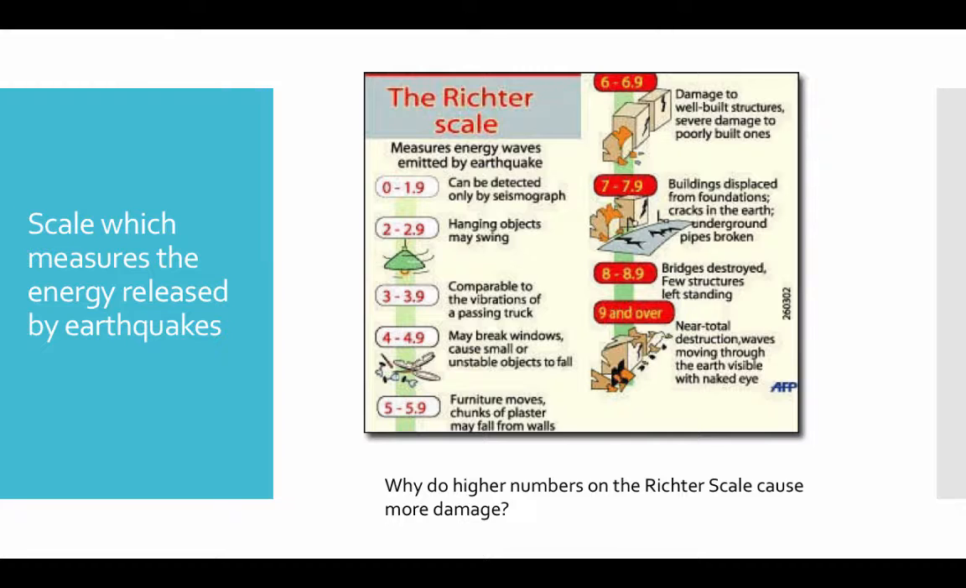You'll also notice on the scale that when you get to a 6, you'll have significant damage that starts to occur to buildings. Why do higher numbers on the Richter scale cause more damage? Well, as mentioned, the Richter scale is logarithmic, so it goes up by values of 10. So a 6.0 earthquake is 10 times more powerful than a 5.0 earthquake. Please be sure to write this information into your note-taking sheet.